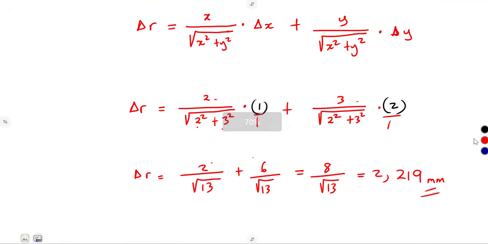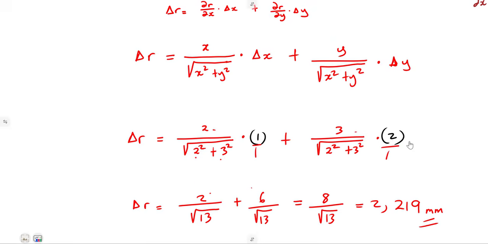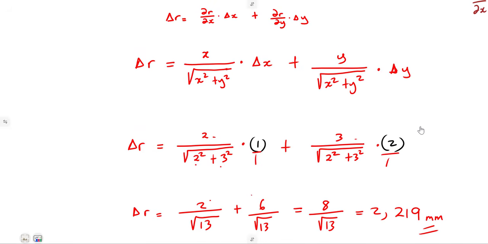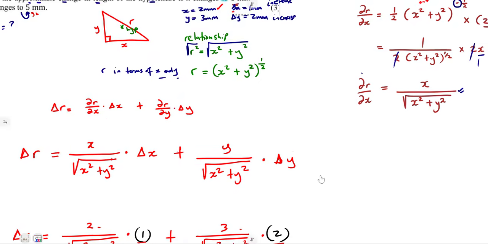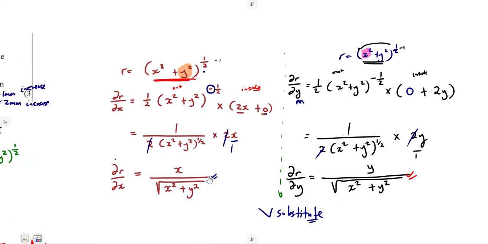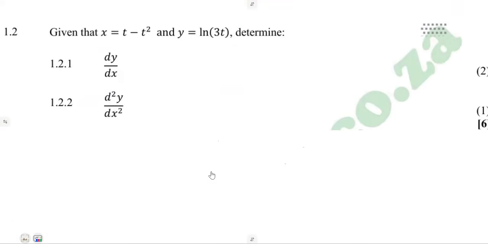So these are simply applications of our partial derivatives. We can have such questions. We just need to work out as many questions as we can. Let us consider 1.2, which is part of our parametric equations. They gave us x with respect to t and y with respect to t. Then in 1.21, you are asked to determine the derivative of y with respect to x.